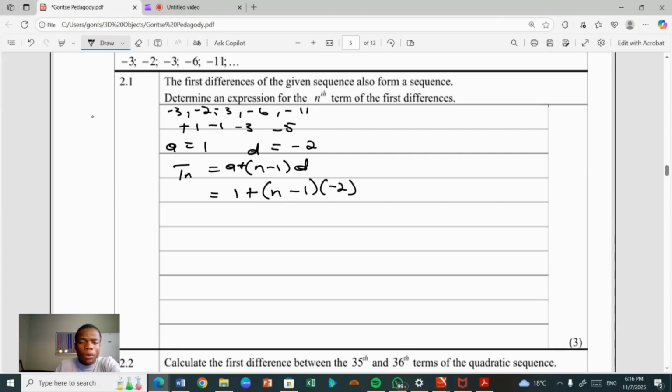It's negative 2. Then from there, you just do what? It is equals to 1 minus 2n, then plus 2, right? Then from there, therefore, our Tn is equals to negative 2n plus 3. So this is our Tn.